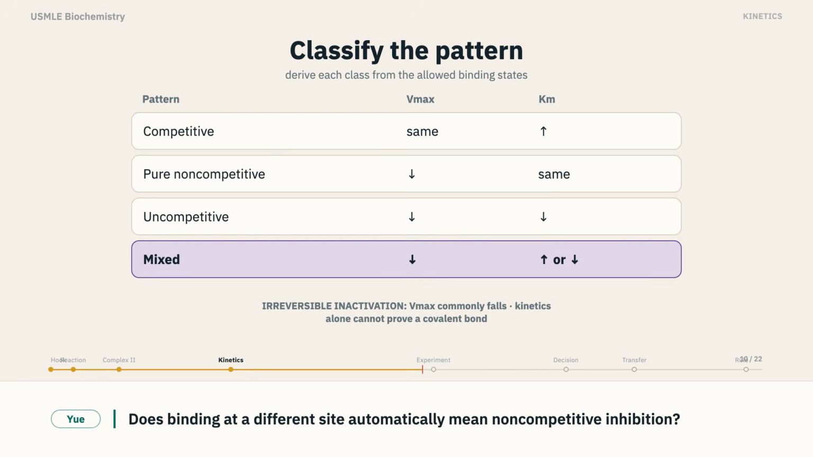Does binding at a different site automatically mean non-competitive inhibition? Physical location and kinetic class are related, but they are not interchangeable labels. An allosteric site is a site away from the substrate binding region. Binding there can change the enzyme's shape and indirectly prevent substrate binding. Kinetics tells us which binding states and rates fit the data. It does not draw an atomic map of the enzyme.